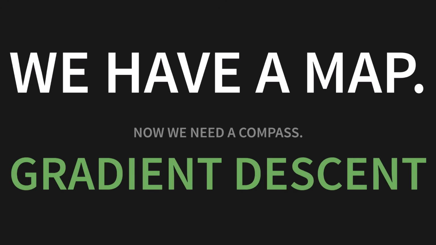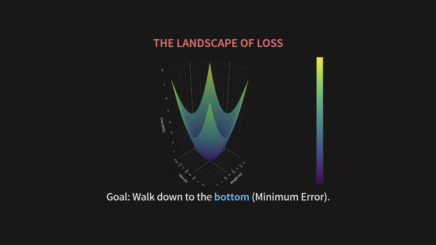That compass is called gradient descent. Let's think about this visually. Imagine the loss function, this mean squared error, as a giant hilly landscape. Every possible combination of our weight and bias is a different spot on this landscape. And the altitude, the height at that spot, is the error. Our goal is simple. We want to walk down to the very bottom of the lowest valley. That's the point of minimum error.